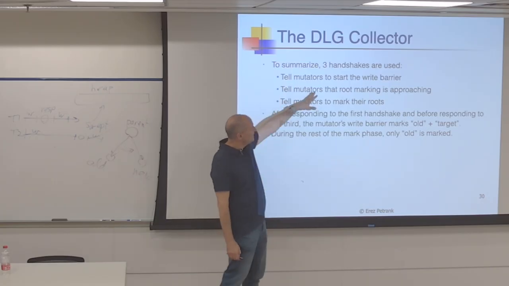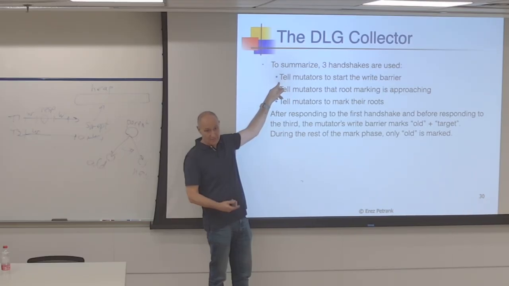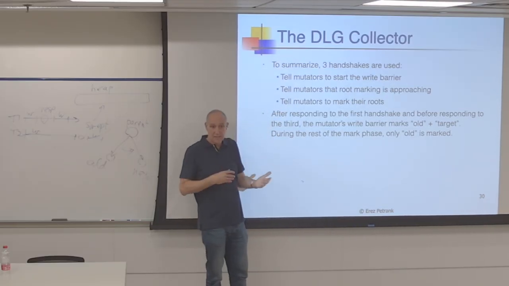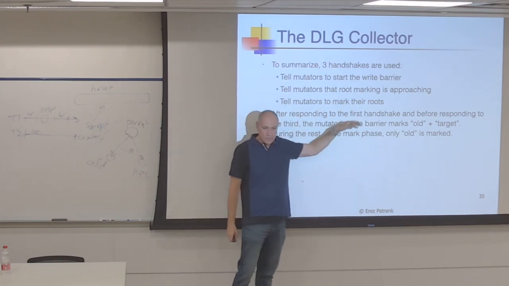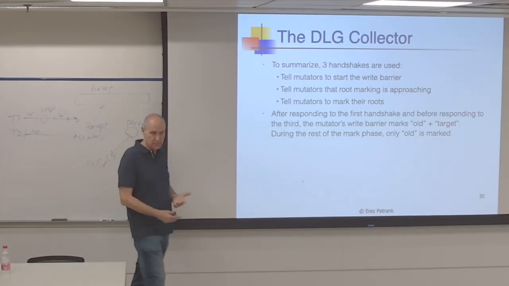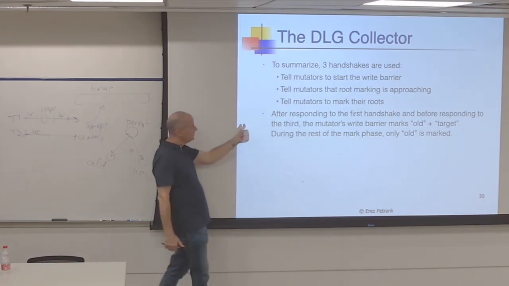Okay, so to summarize, we have three handshakes. One telling the mutator to start the write barrier. The second is kind of just nothing, cooperate to make it correct. And the third is where the mutators mark their roots. They shade everything that's reachable from the roots.